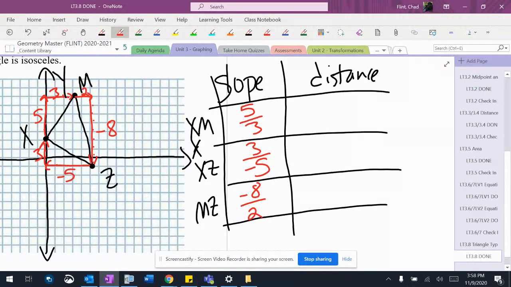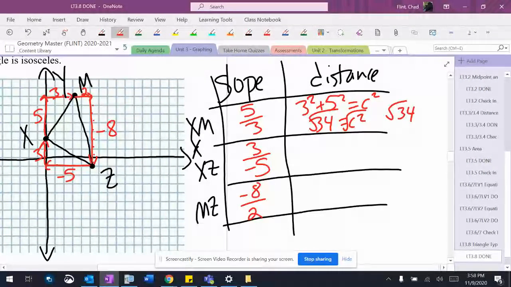Now to find the distances, I'm going to do the Pythagorean theorem for each of these. And remember that I'm not going to use any negative numbers when I do Pythagorean theorem. Okay, so I'm finding xm here, it's got a 3 and a 5. That is 9 plus 25, 34. I would take the square root of both of those, so I would get square root of 34. And just like anything else, I don't care what the decimal is. I'll do that if I need it.